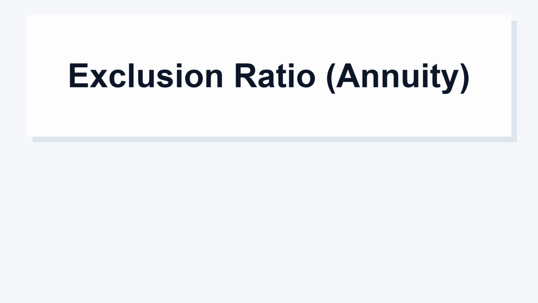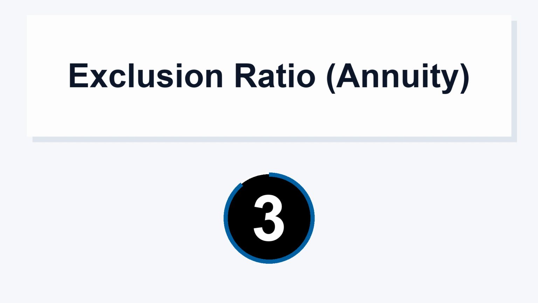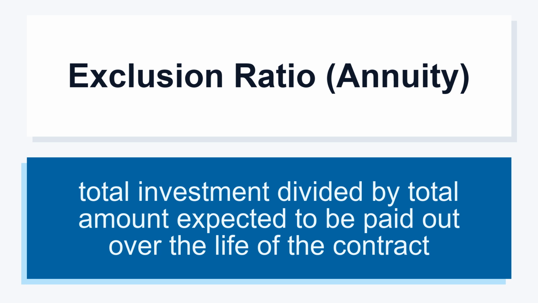Exclusion ratio, annuity. Total investment divided by total amount expected to be paid out over the life of the contract.